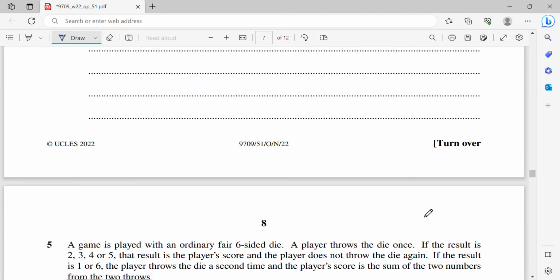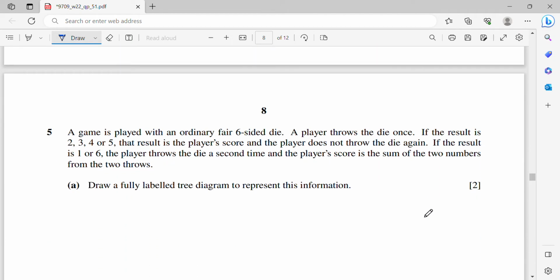Right? So next question, number 5. A game is played with an ordinary fair 6-sided die. A player throws the die once. If the result is 2, 3, 4, or 5 (because it's mentioned fair, it means it will have 6 faces, 1 until 6), that result is the player's score. And the player does not throw the die again.